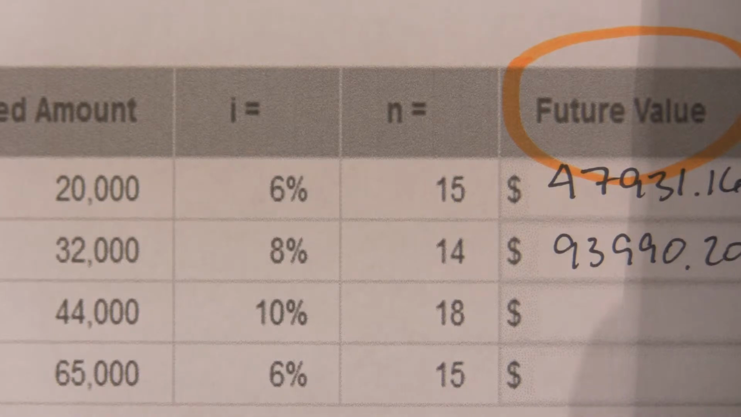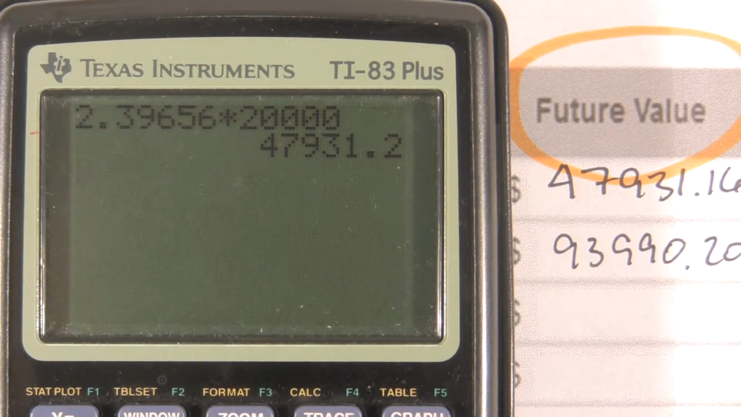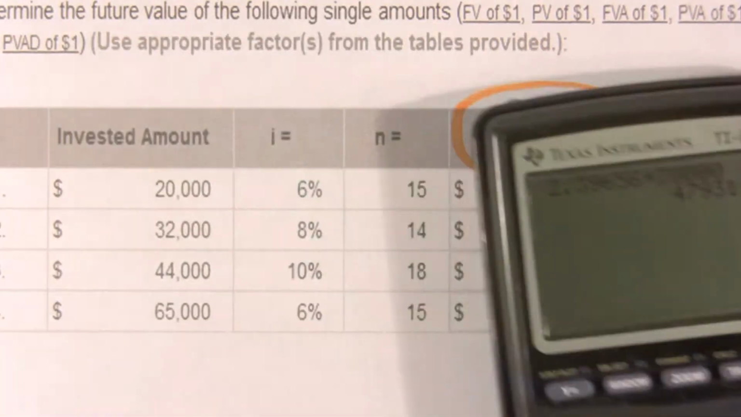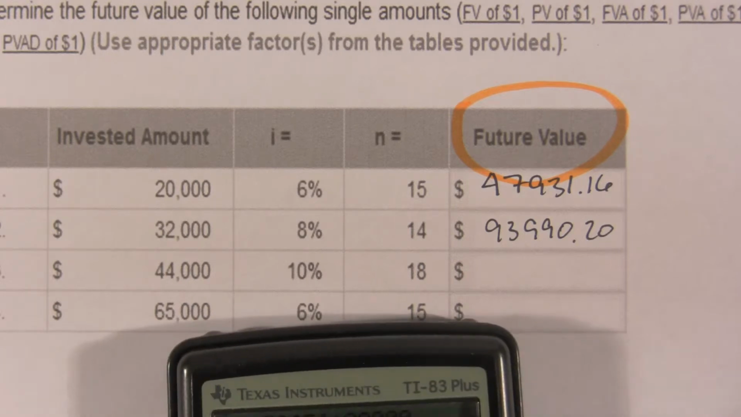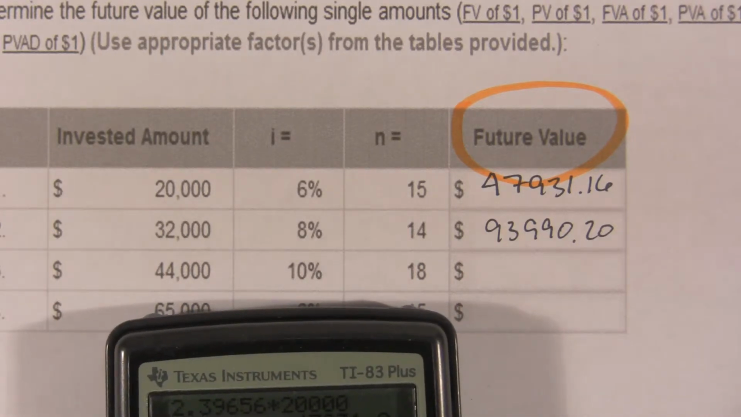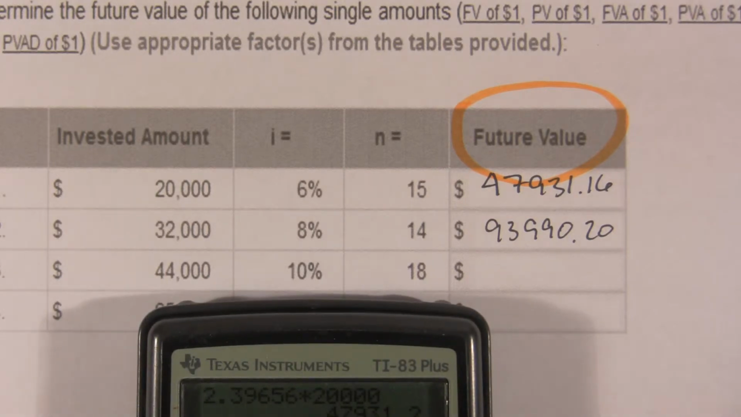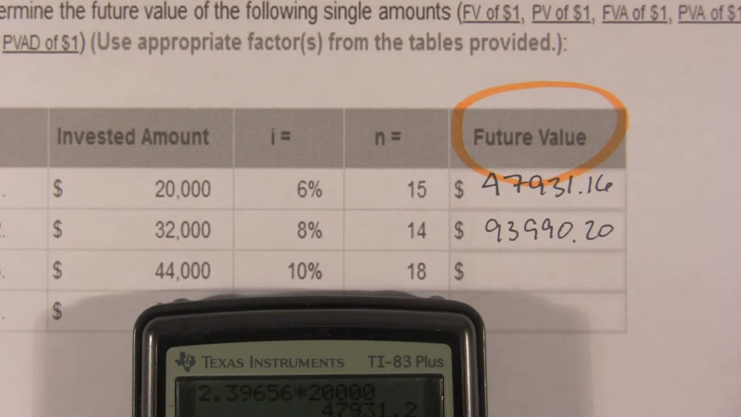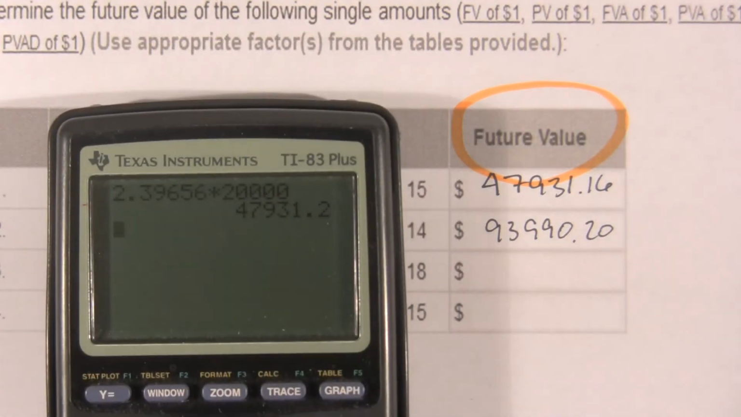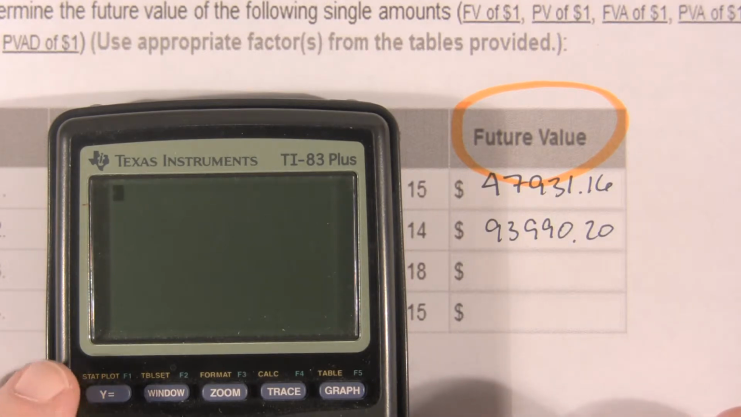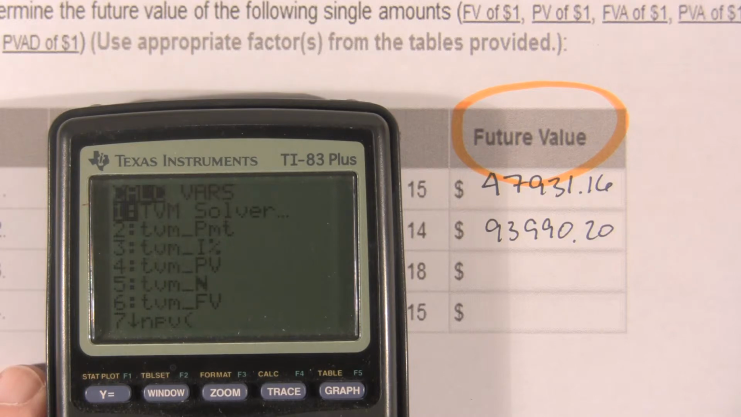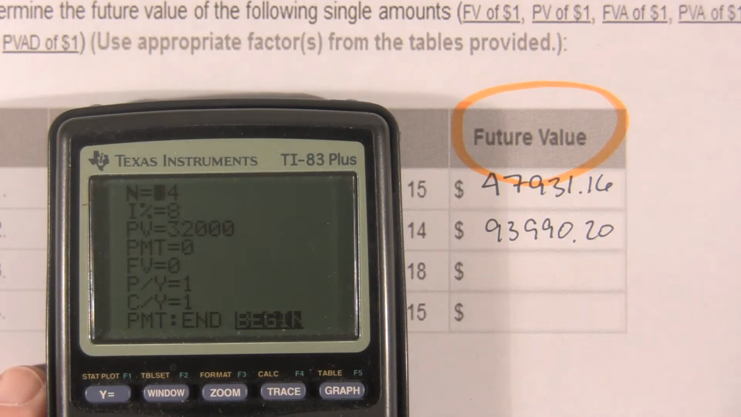We're at item number 3. So let's take a look at item number 3. Let me zoom out a little bit so we can see the numbers at the same time. Our invested amount is $44,000. Our interest is 10%, and our investment periods or compounding periods is 18. So clear, apps, finance, take that. Time value solver, take that. Now in this one, our N is 18. So that's 18 compounding periods. It could be 18 years or 18 months or whatever, but 18 is our compounding period.